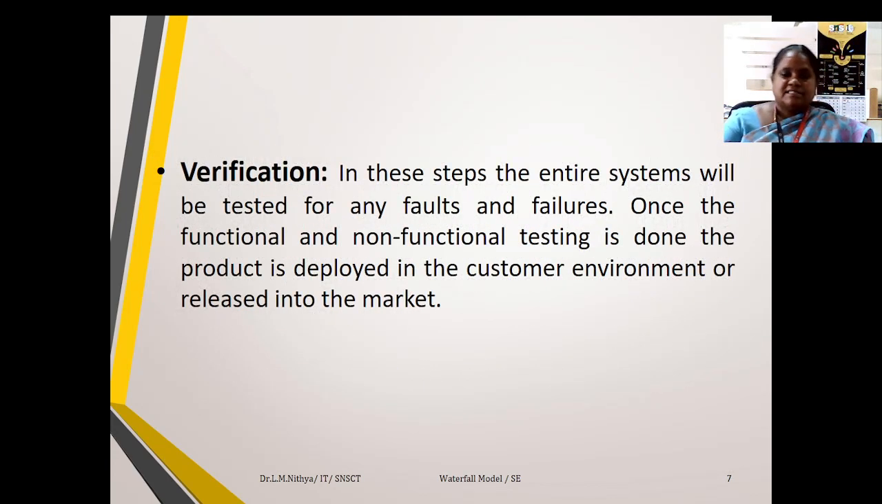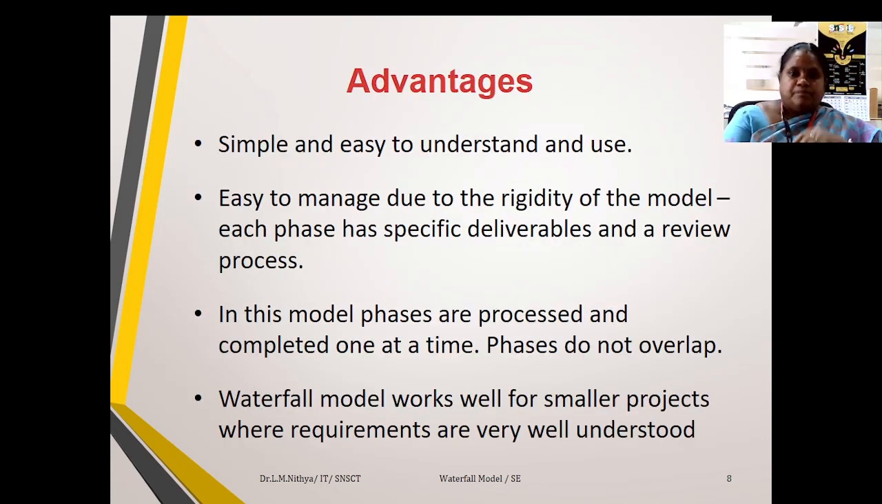And last is the testing or verification phase, where your entire system is tested for faults and failures. Both functional and non-functional testing are done here. After that, if your testing gives very good results, you move on to the deployment of your software. What is deployment? Implementing or setting up your software at the customer site. Right.